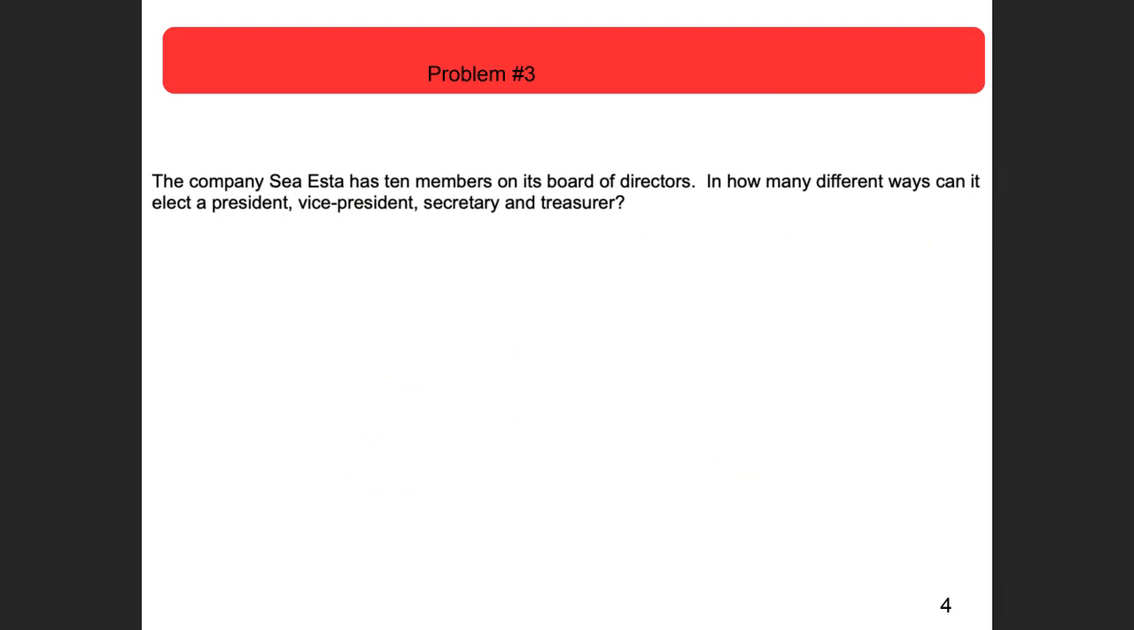It says a company, C. Esta, I love that name, has 10 members on its board of directors. In how many different ways can it elect a president, a vice president, a secretary, and a treasurer? Okay, and this is problem number 3 on the assessment this week. See how it says problem number 3? So hopefully nobody gets this one wrong.